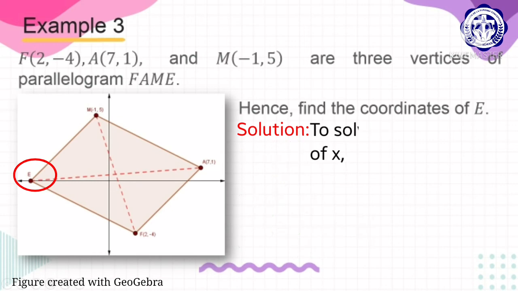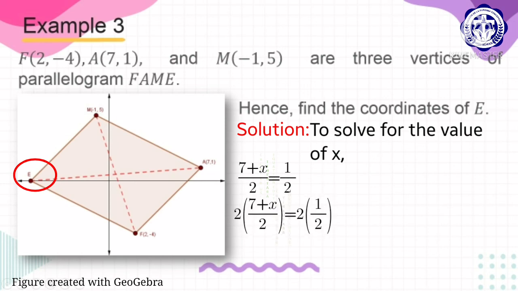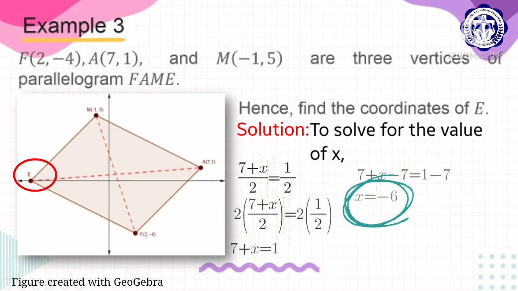To solve for the value of x, equate (7 plus x) all over 2 and 1/2. Multiply both sides by 2. We now have 7 plus x equals 1. Then subtract 7 from both sides of the equation. 1 minus 7 is -6. x is equal to -6.